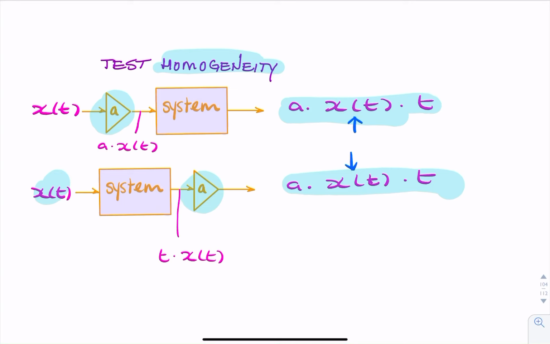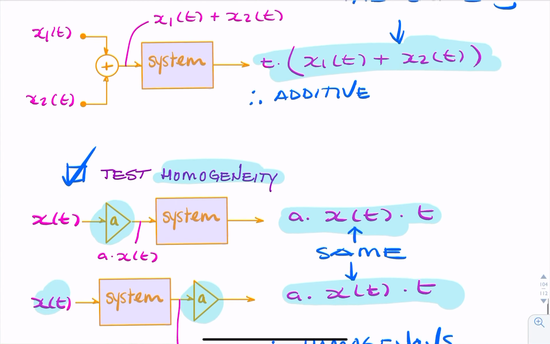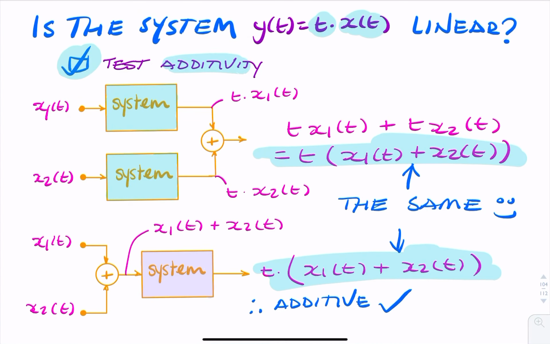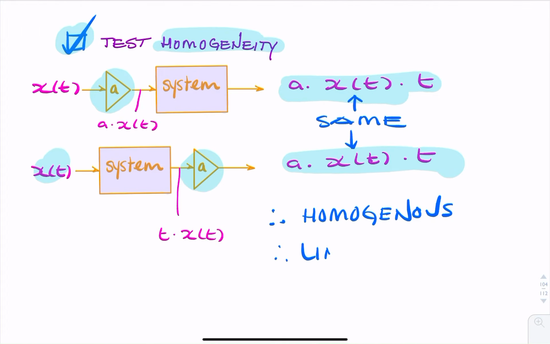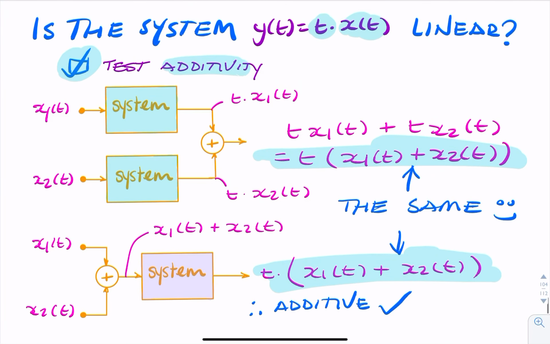So what does that show us? It's demonstrated that the system is homogeneous. So the test of homogeneity is a big pass. If it's passed homogeneity and it's passed additivity, it's an additive system and it's a homogeneous system, we can say, therefore, it is a linear system. Okay, so we've just demonstrated that the system y of t equals t times x of t is a linear system.